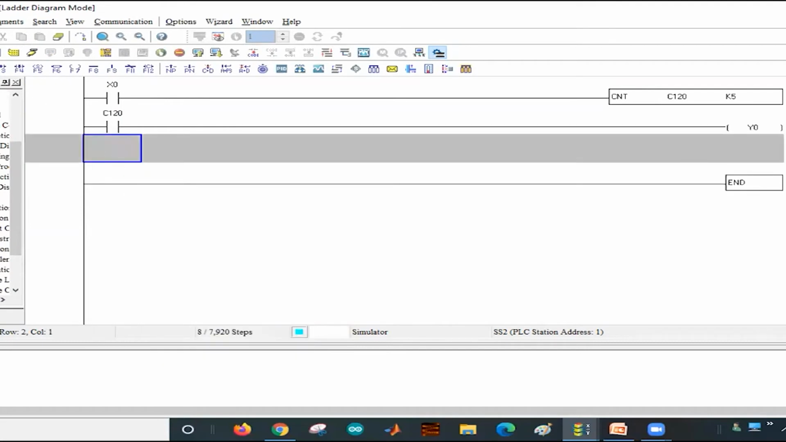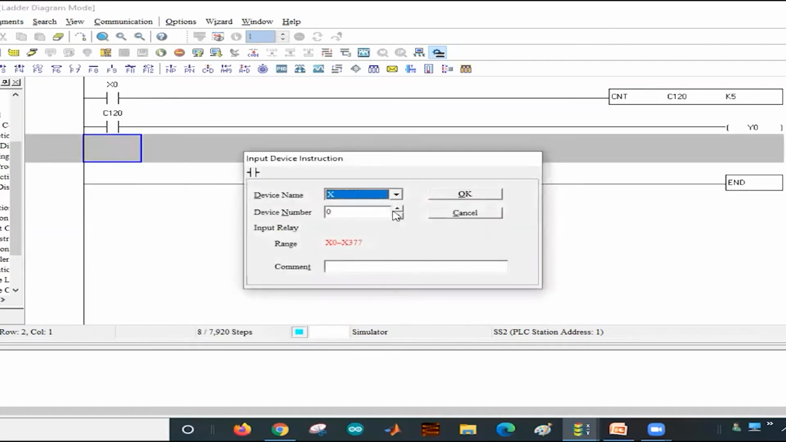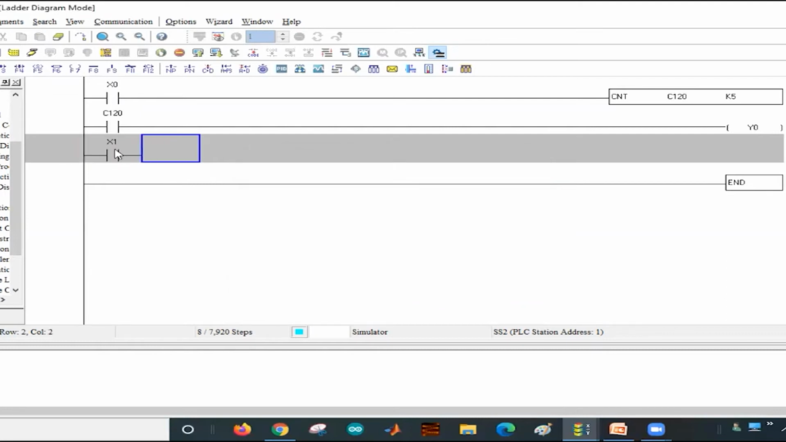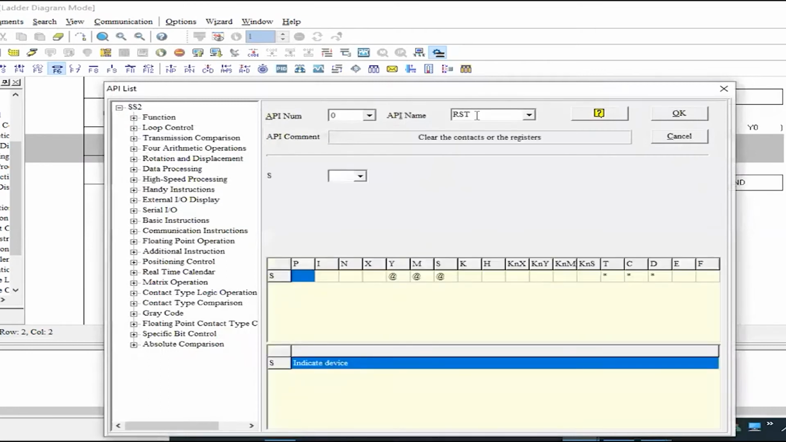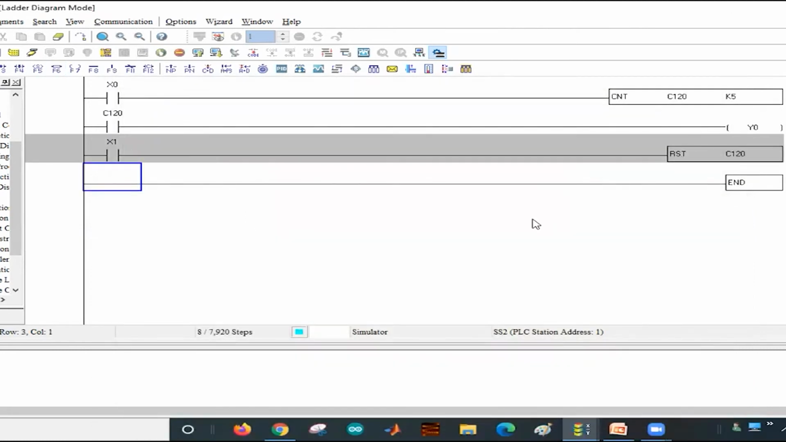To press the clear button we were using X1. X1 is connected with the clear button. Whenever you press it, it will reset the counter. Use RST to reset the counter C120. Okay.